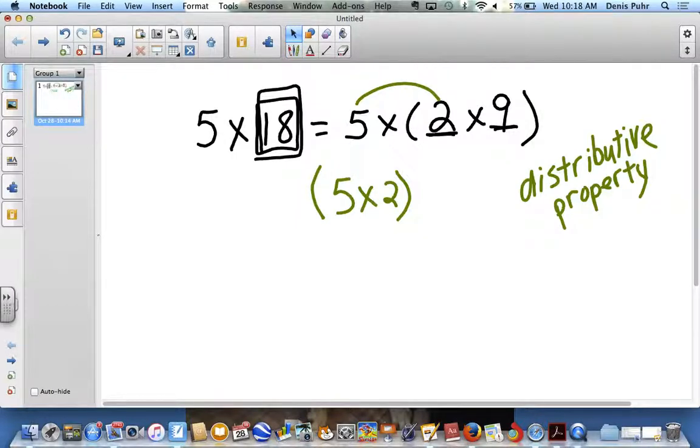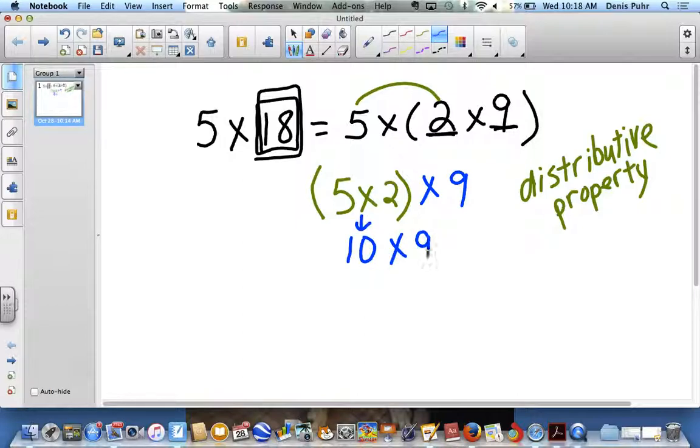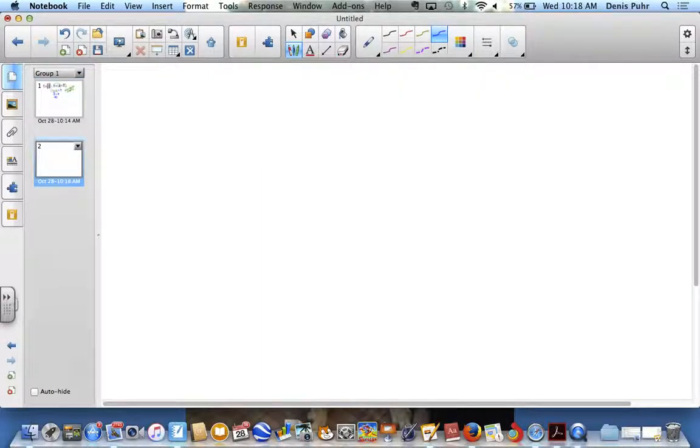And then notice they have times 9. So if we break it apart here, and we do 5 times 2, we get 10. Times 9 equals 90. Let's take a look at another example.